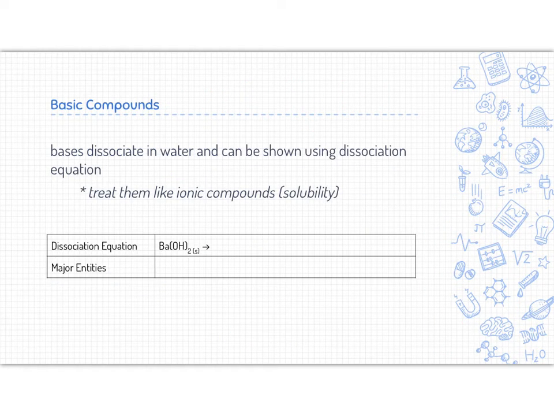Basic compounds fall under the ionic rules because basic compounds are ionic compounds that just have an OH minus in their formula. So I won't do this one, but what you'll need to do here is to check, is it soluble or insoluble, and write accordingly.